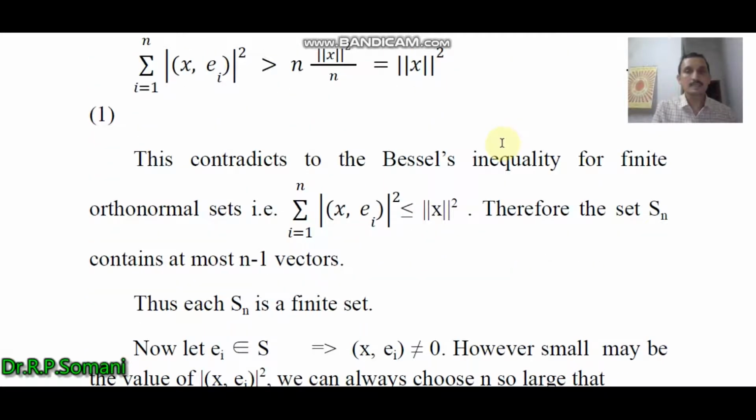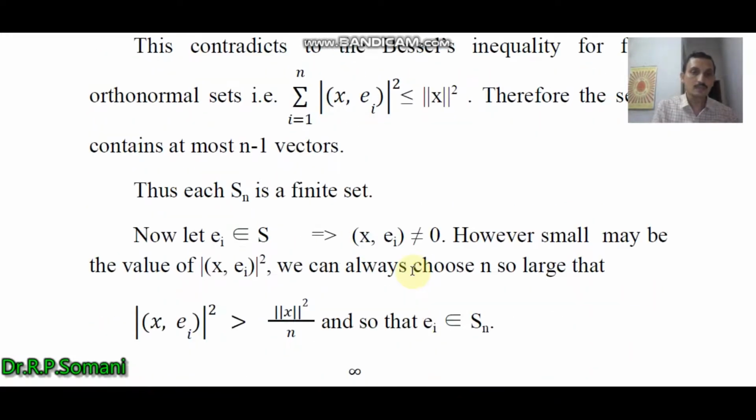So this contradicts Bessel's inequality for finite orthonormal sets, that is, the summation i varying from 1 to n of |⟨x, ei⟩|² is less than or equal to ||x||². Therefore, the set Sn contains at most n minus 1 vectors. So, in this way, we obtain that each Sn is a finite set.